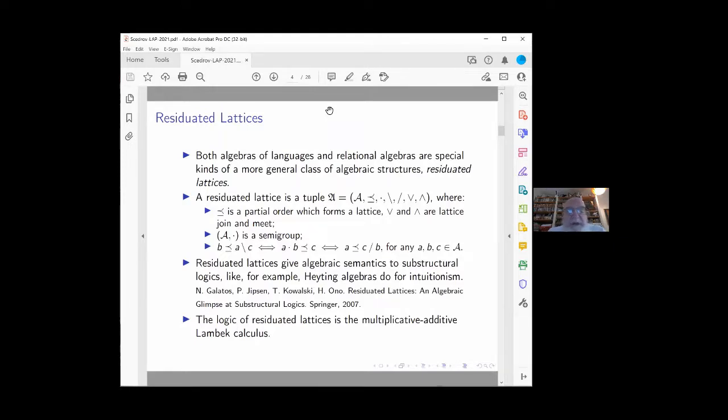Okay, so read the definition as I speak. I'd also like to turn your attention to this more recent book by Galatos, Jipsen, Kowalski, and Ono on residuated lattices, an algebraic glimpse at substructural logics. Residuated lattices give algebraic semantics to substructural logics in a way that, for instance, Heyting algebras give algebraic semantics for intuitionistic logic. And in fact, the logic of residuated lattices is the multiplicative additive Lambek calculus.